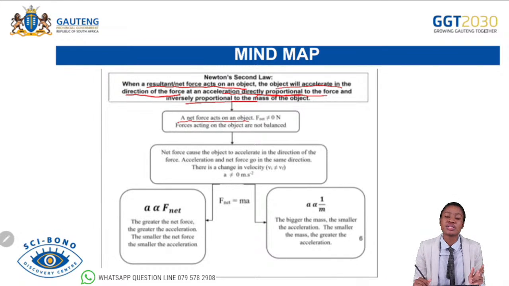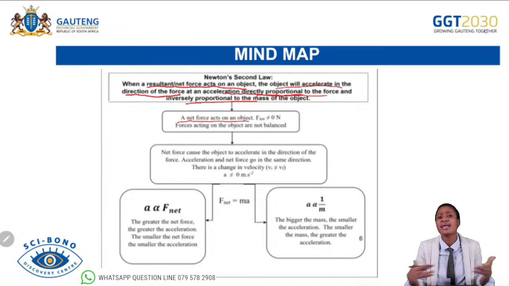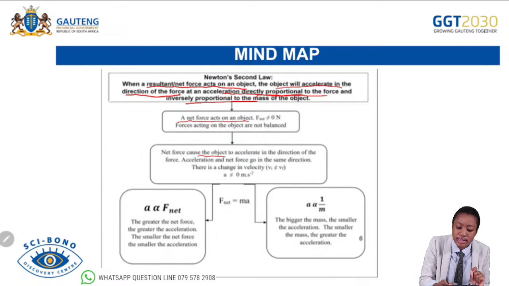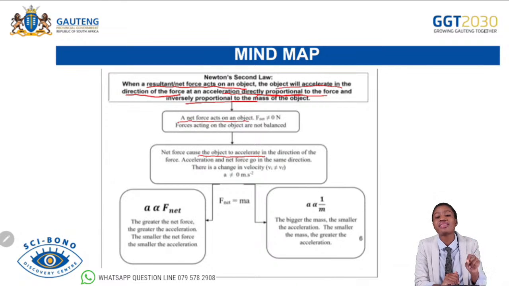So what are we saying? We're saying that the forces acting on the object are therefore not balanced. Obviously, because there is a net force. If they were balanced, they would cancel each other out and therefore would have a 0 net force. So they are not balanced. What does that tell us? It tells us that the net force causes the object to accelerate in what? In the direction of that force.